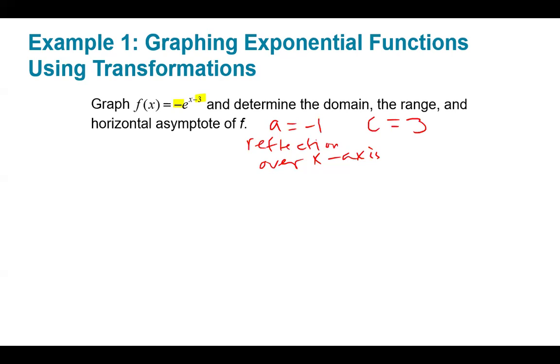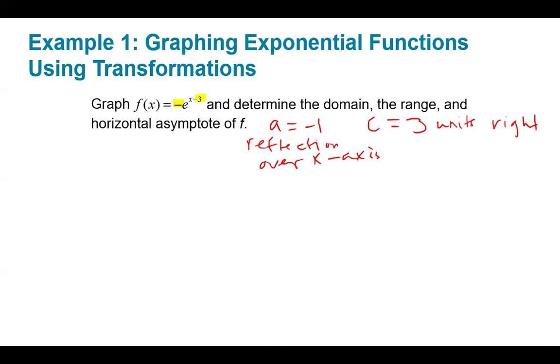Which way? To the right. It is 3 units to the right. Do you see how we dissected it? Yay, nay. Okay. That's all you're doing is asking yourself, how did it change?